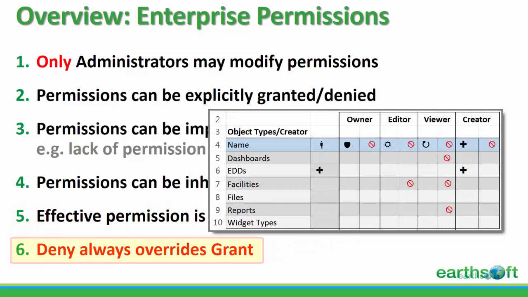And one of the most important things to remember with enterprise permissions is a deny will always override a grant. So it does not matter if you have n number of grants on a certain object type or a specific file. If you have a deny anywhere, it will override the grant. And another point is explicit and inherited deny will also override a grant.